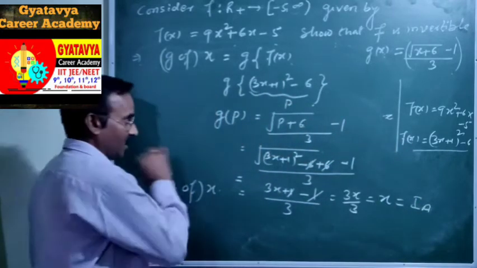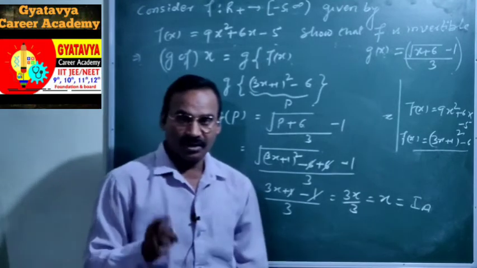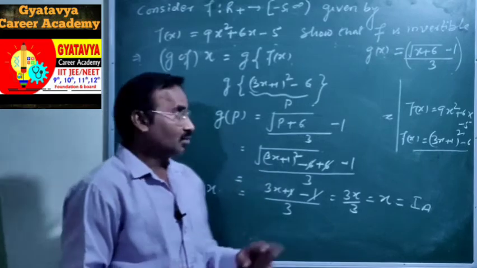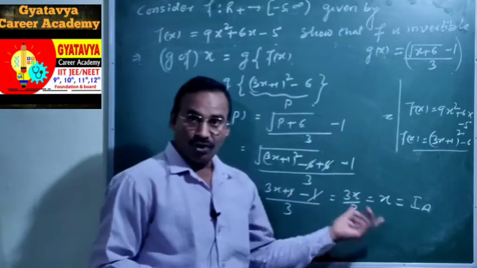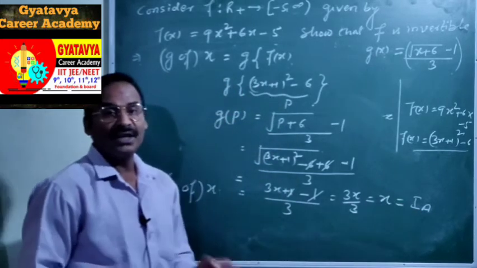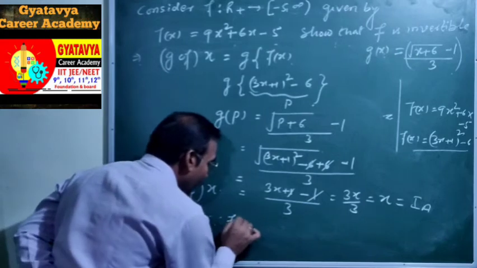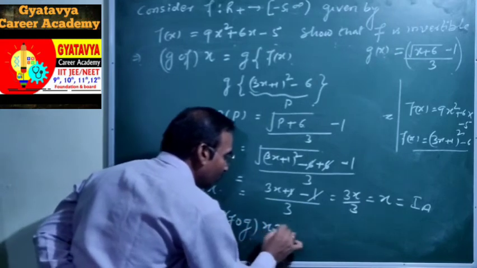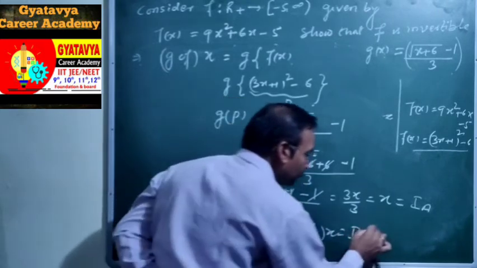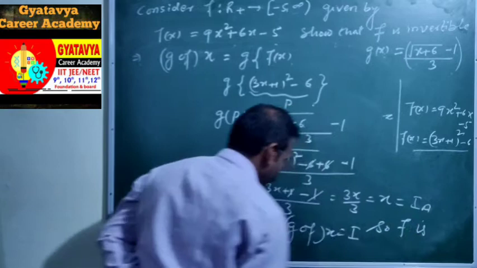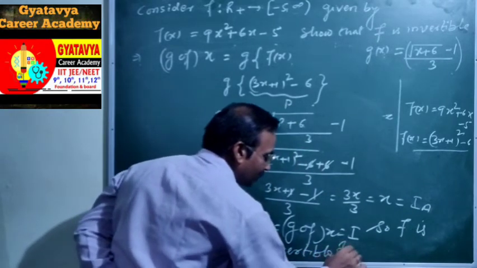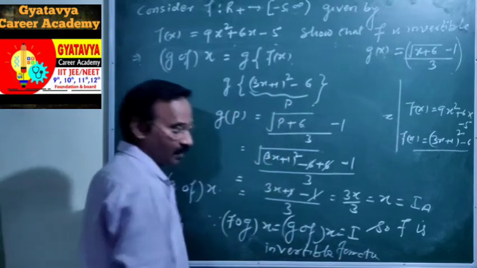Regarding the function f, A is the domain of f, B is the domain of g. So if fog and gof give the identity function, then it will be invertible. Since fog of x equals gof of x equals I, f is an invertible function.